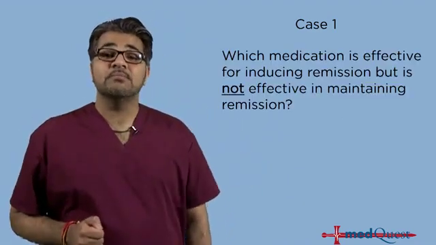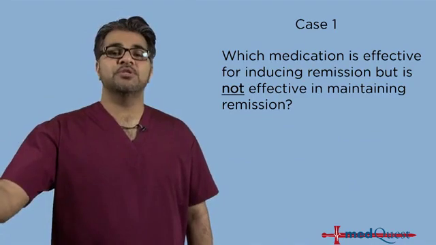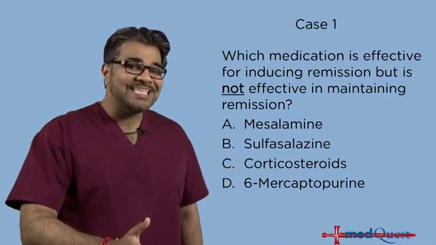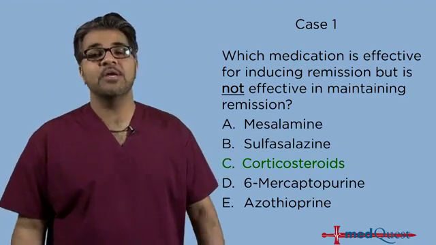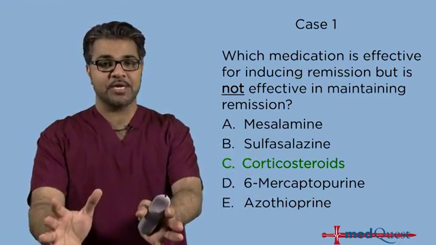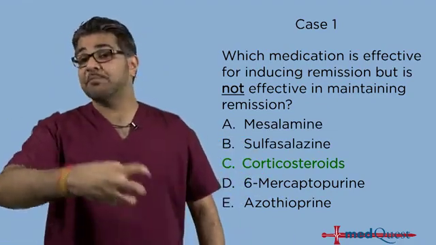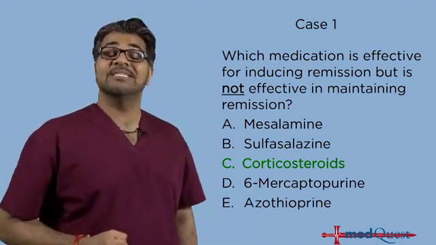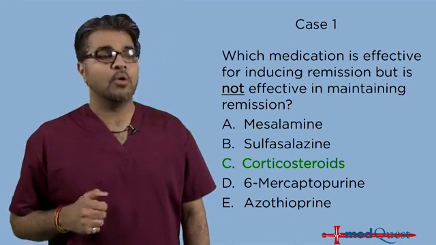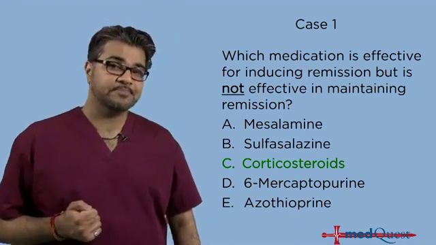Which medication is effective for inducing remission, but is not effective in maintaining remission? And that answer is steroids. Remember, steroids will push you into the remission truck, but then you got to use something to first get the person off of steroids and then keep them in remission. Those answers are typically going to be 6-MP, 6-mercaptopurine, or azathioprine.